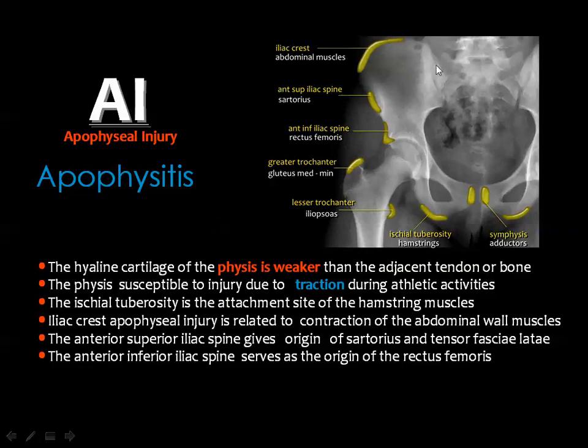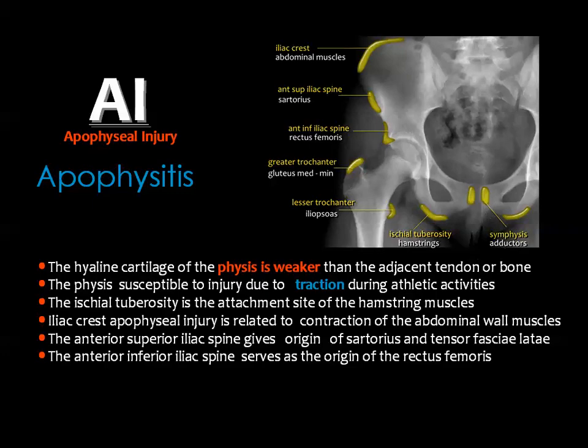You know that the apophysis of the iliac crest gives attachment to the abdominal muscles. The anterior superior iliac spine gives attachment to the sartorius, the anterior inferior iliac spine to the rectus femoris, the greater trochanter to gluteus medius and minimus, the lesser trochanter to the iliopsoas muscle, the ischial tuberosity to the hamstring muscles, and the symphysis pubis to the adductor muscles.